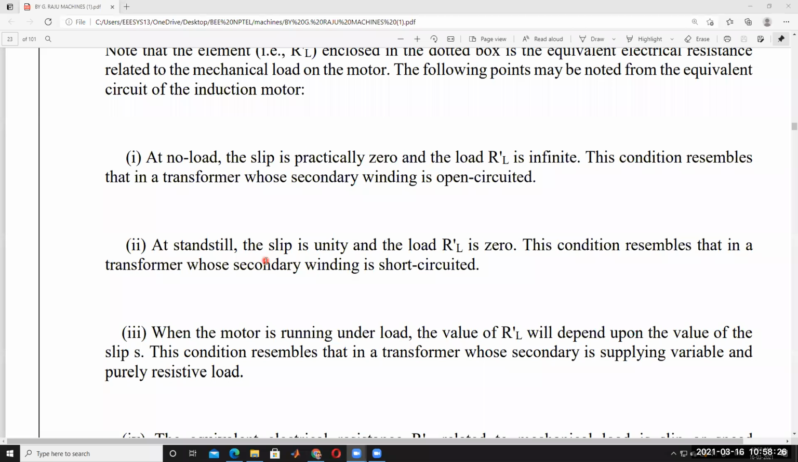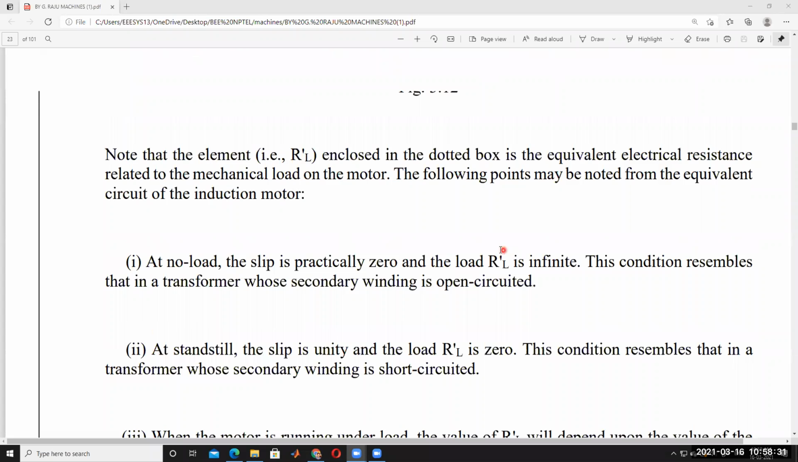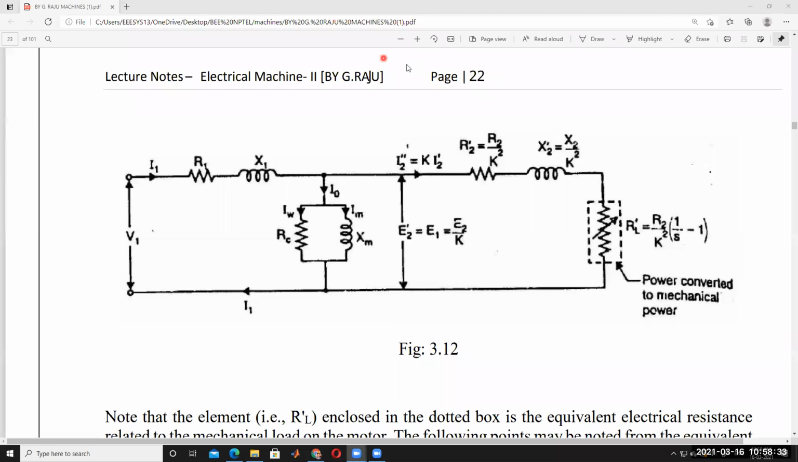At starting condition, slip is unity and then the load resistance RL is 0. Slip is unity means by substituting slip is equal to 1. Okay, starting condition, rotor speed is equal to 0. At starting, the rotor speed is equal to 0. The induction motor is not running at the time of starting. Understood? At the time of switch on, the rotor is not rotating. In that case, rotor speed is equal to 0.